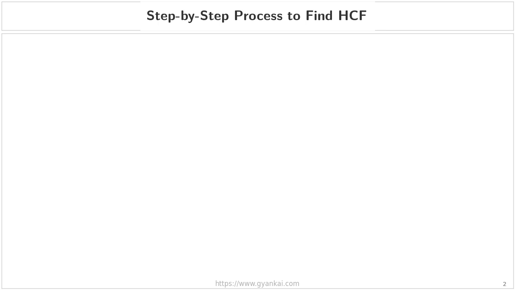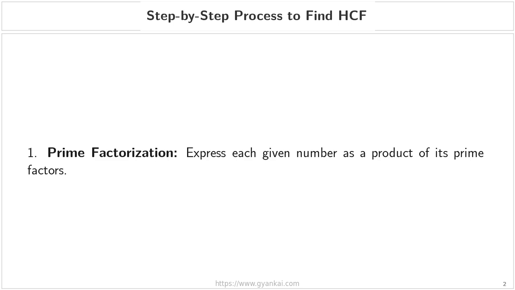Now that we understand what the highest common factor actually represents, let's walk through the specific procedure you'll need to follow to find it every single time. I've broken this down into 5 clear steps. First, we start with prime factorization. This means you take each of your given numbers and break them down completely into a product of prime numbers, numbers like 2, 3, 5, and so on, until you can't divide them any further.